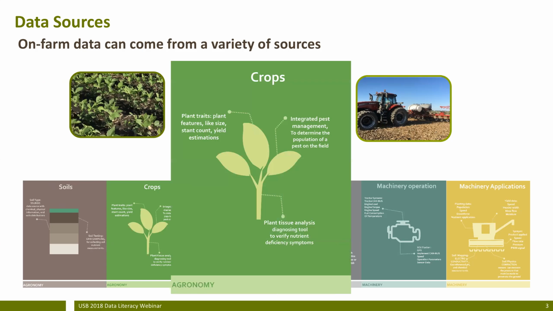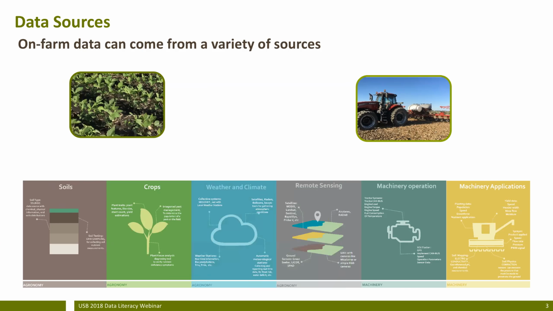From the crop side, anything connected to farmers going out to the field, scouting for pests, integrated pest management to decide and take a decision on the application, or information collected on plant traits like stand counts or taking yield estimations. And the last one is also to emphasize when farmers want to understand the nutritional status of a plant to decide to do plant tissue analysis.